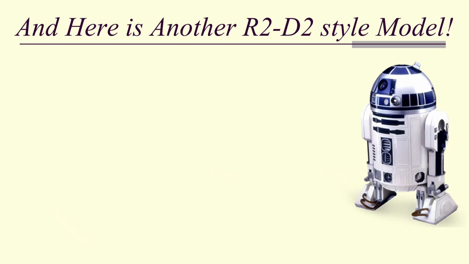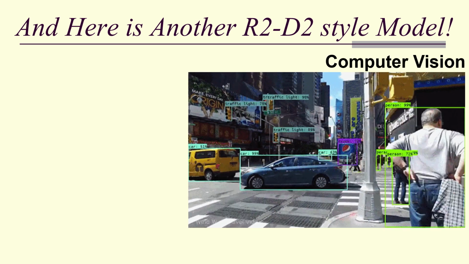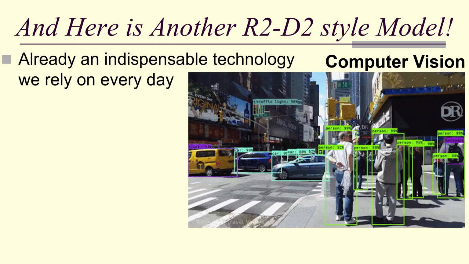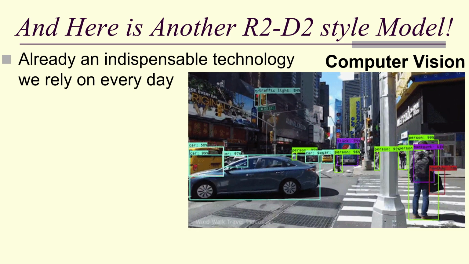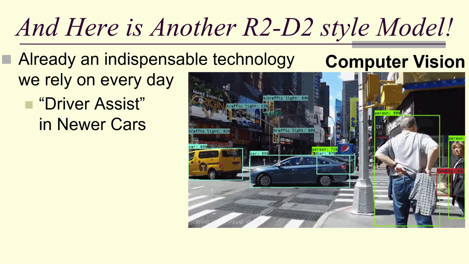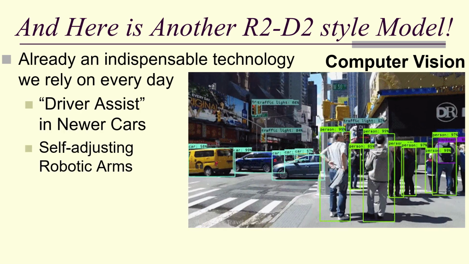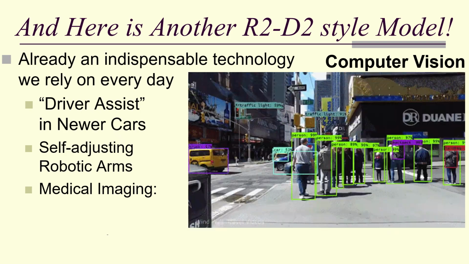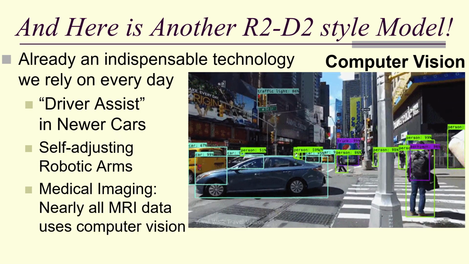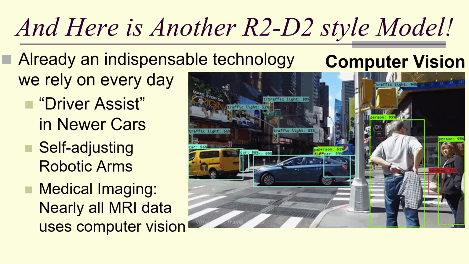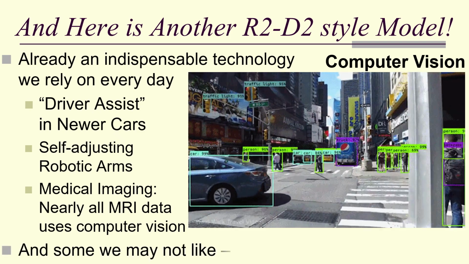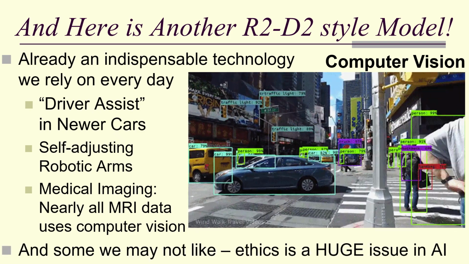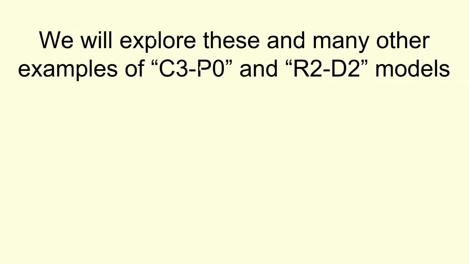And here's another R2-D2 style model, computer vision. It's already an indispensable technology we rely on every single day. Driver assist in newer cars, self-adjusting robotic arms, medical imaging. Nearly all MRI data uses computer vision. And there are some things we may not like. Ethics is a huge issue in AI.